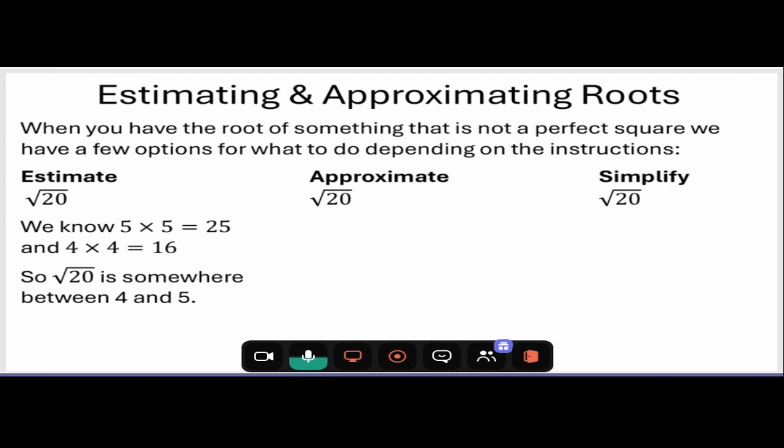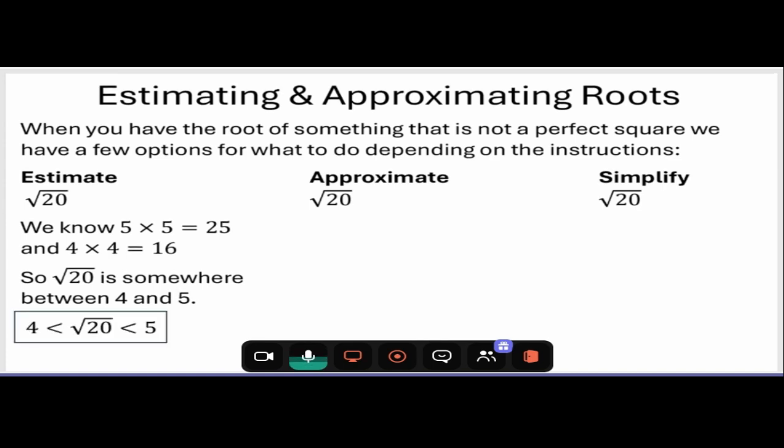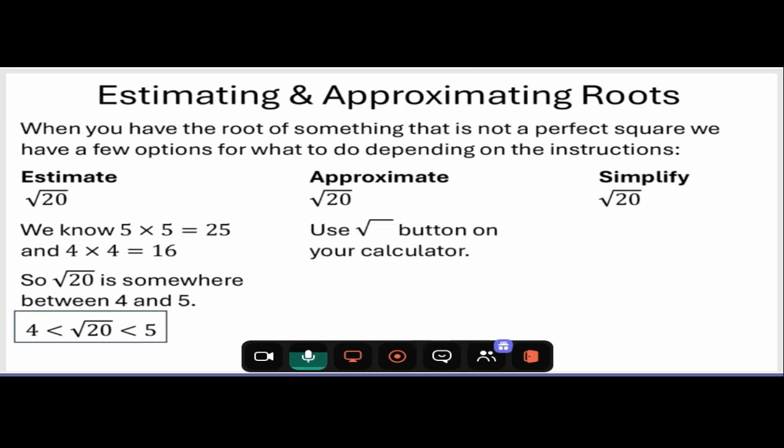What exactly it is, not sure, and that's a math way of saying this. 4 is smaller than the square root of 20, which is smaller than 5, right? So the square root of 20 is in between 4 and 5 is what that says. So that's one option, estimate. So again, you'll be asked to do this in the early going in your chapter, but it's really not our main way of considering square roots. That is going to be one of the second two options.